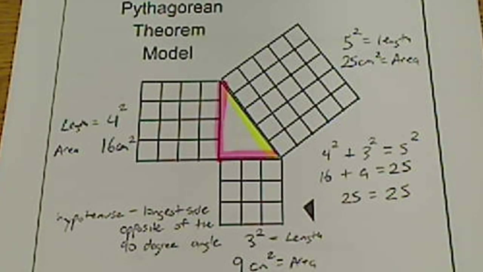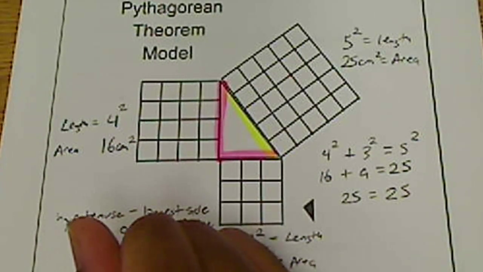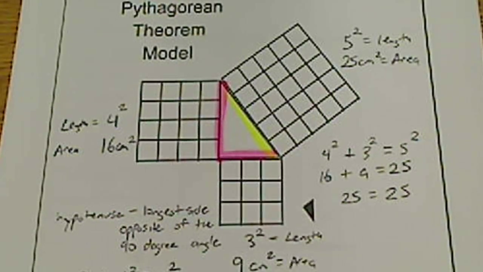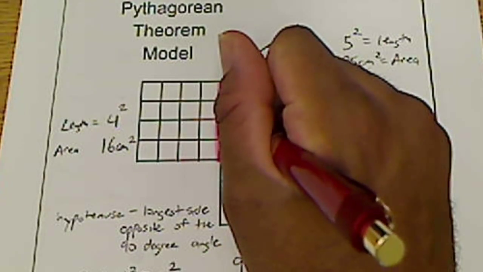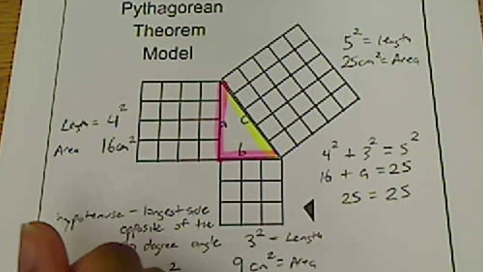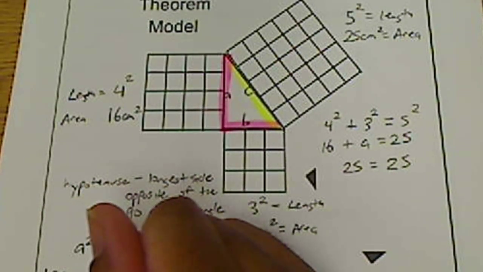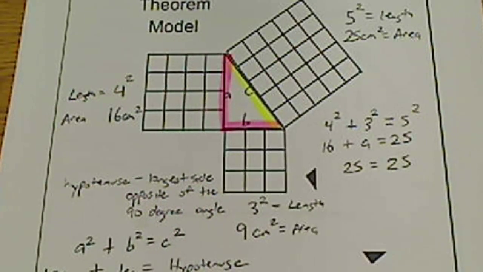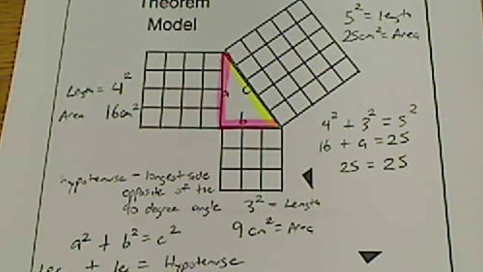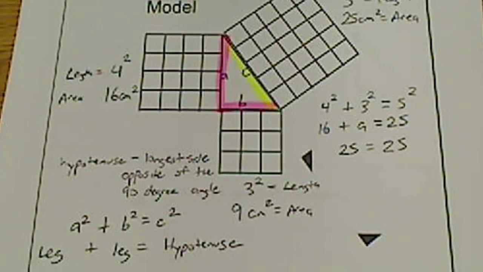The key thing is that the formula you're going to use for the Pythagorean theorem is always on your formula chart. It is a squared plus b squared equals c squared. One of the legs is a, the other leg is b, and the hypotenuse is c. So you can look at it as leg plus leg equals hypotenuse. All right, now let's go on to the next one.